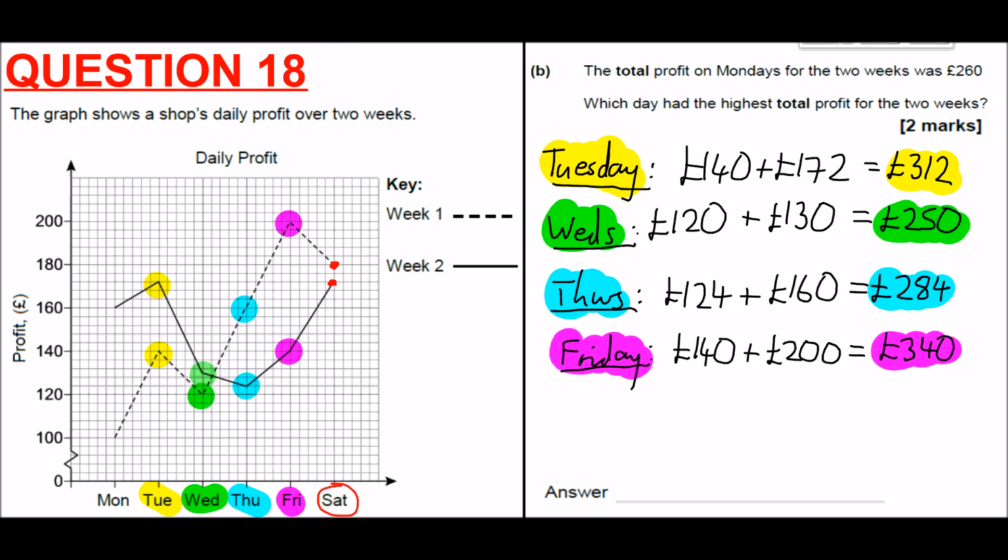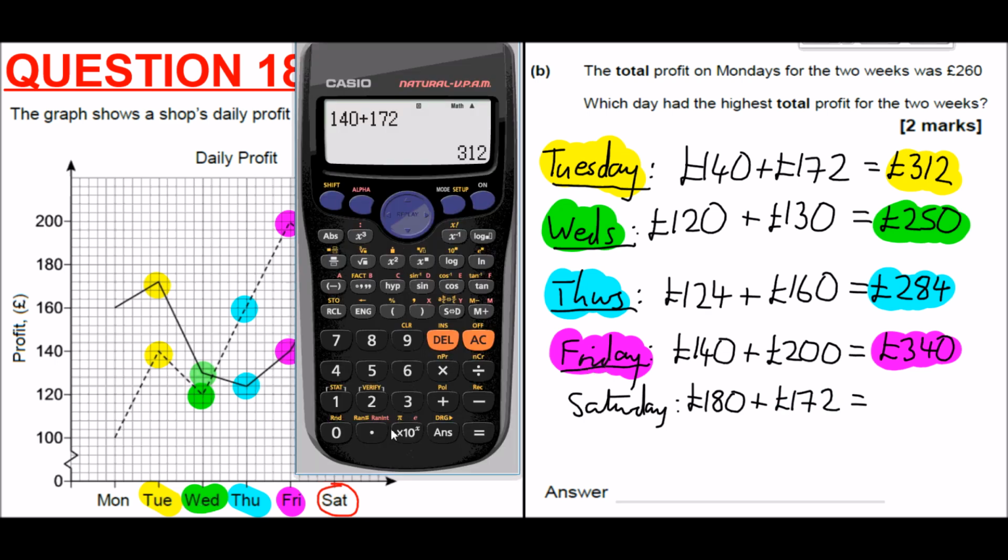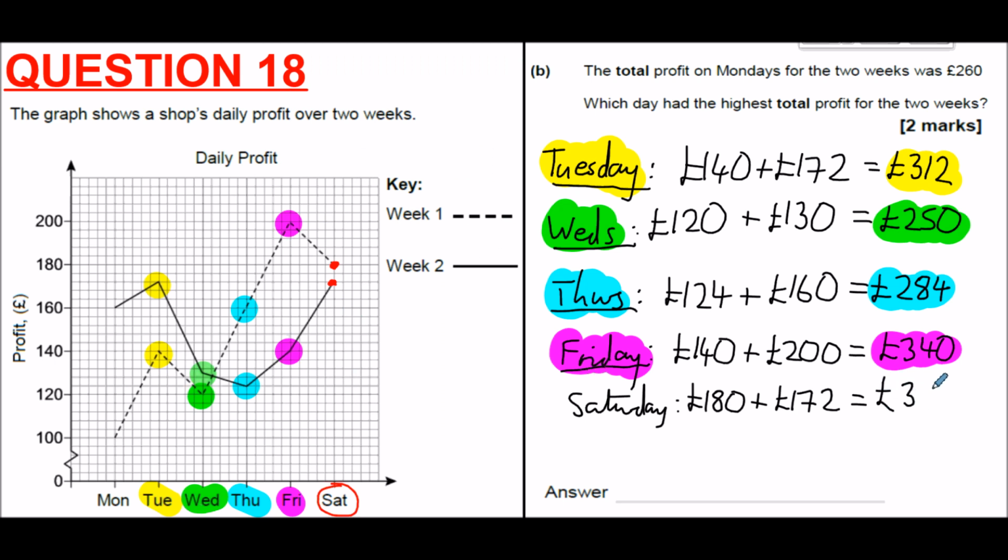But will Saturday be any bigger? So let's see for Saturday. For Saturday, very close. So for week 1, the figure for Saturday is £180. For week 2, this one is very high as well, but just not quite as high. That one's the same height as Tuesday's profit for week 2. So that one's £172 as well. So 180 plus 172 would give us £352. And so the biggest out of all these totals is actually Saturday. So our final answer for which day had the highest total profit for the 2 weeks, it would be Saturday.